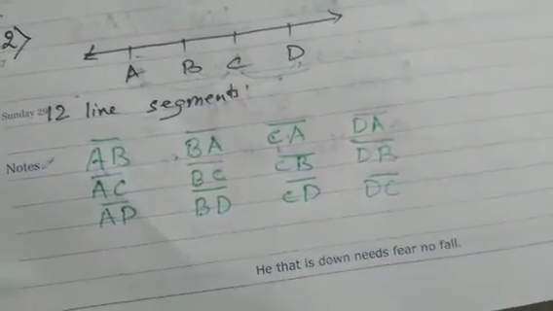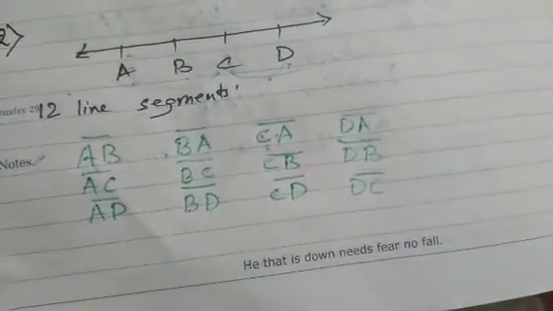So these are the 12 line segments. 4 into 3, 12. 12 line segments. Hope till here it is clear for you. Next we will go into the third question.